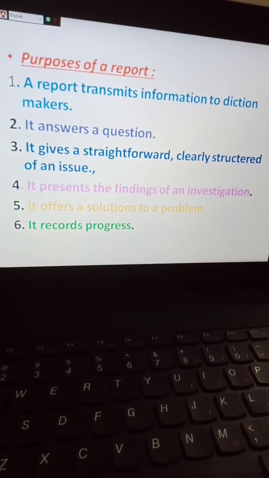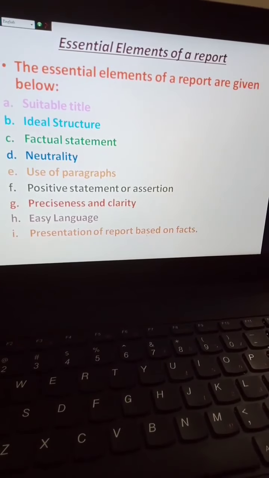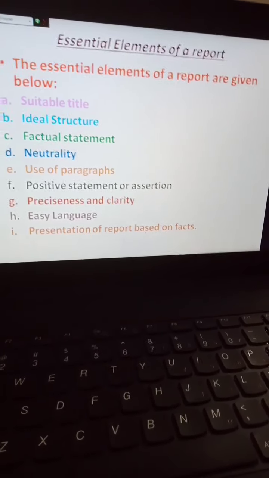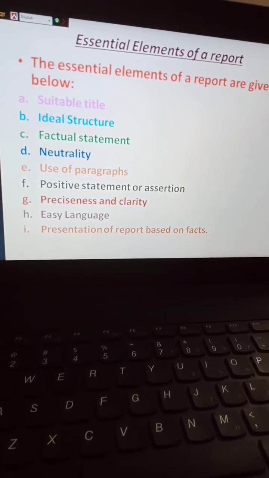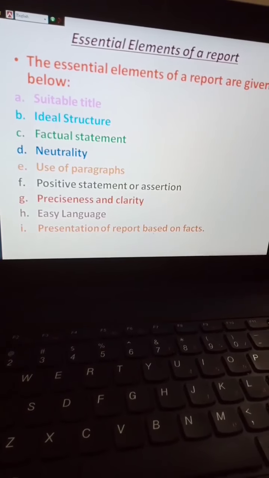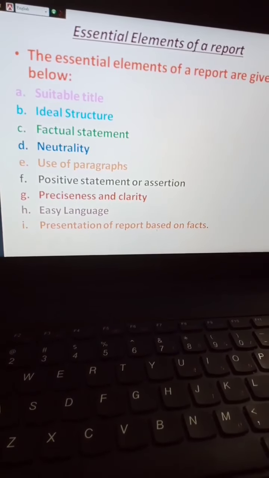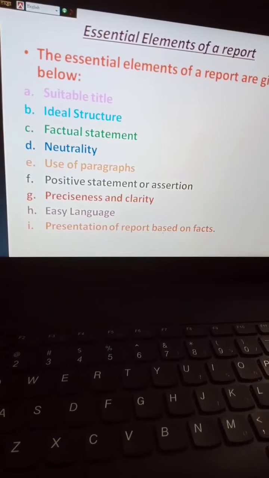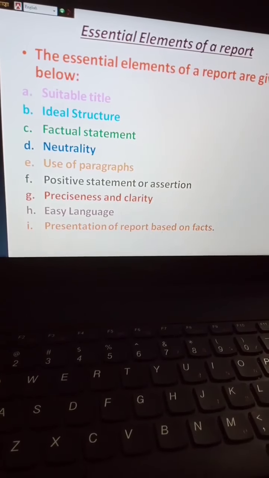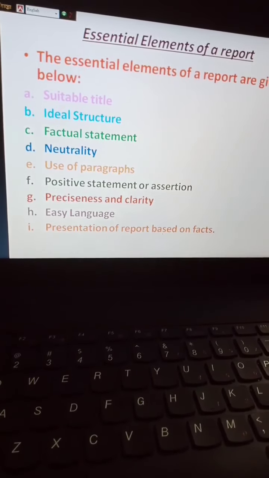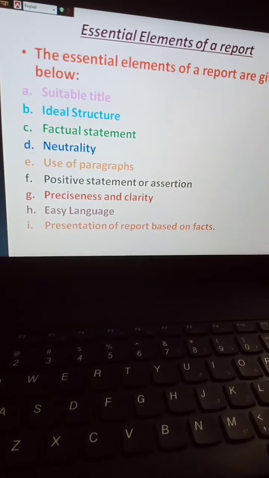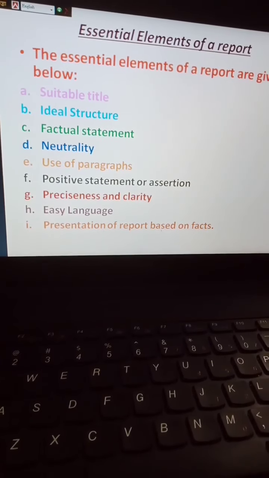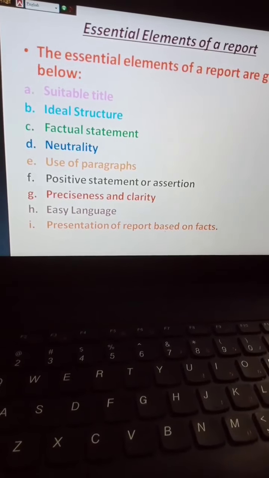Okay. So here I will talk about the essential elements of a report. The essential elements are a suitable title. A suitable title is a must. A reporter should use a suitable, attractive title. Then ideal structure should be followed. Factual statement should be given. Neutrality should be maintained. Use of paragraphs. So a reporter can use one or more paragraphs in writing a report.